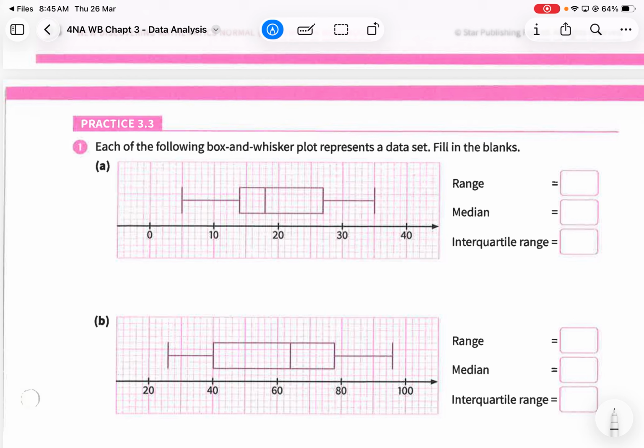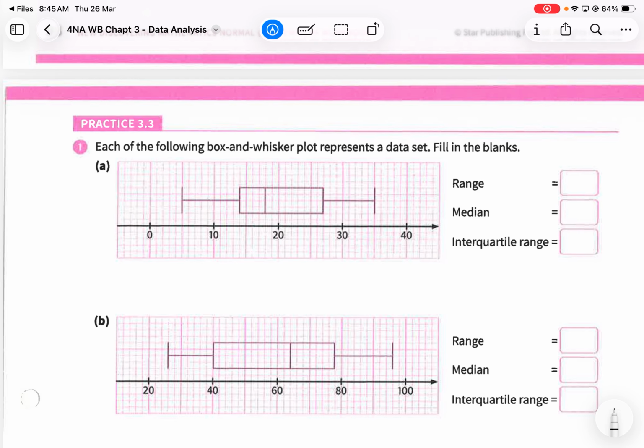For your range, you need your minimum, you need your maximum. Median can just read. For the interquartile range, you need your Q1 and Q3. So they want you to know that you need to find minimum, you need to find maximum. They want you to know you need to go and find your Q1 and Q3, then go and subtract them.